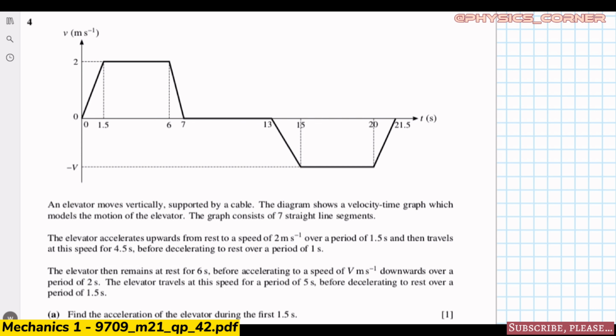The elevator accelerates upward from rest to a speed of 2 meters second minus 1 over a period of 1.5 seconds, and then travels at this speed for 4.5 seconds before decelerating to rest over a period of 1 second.